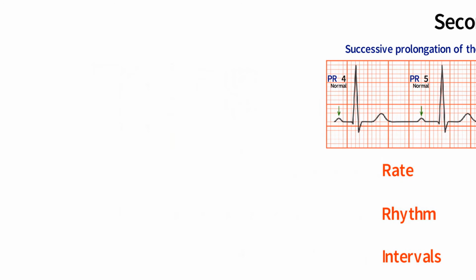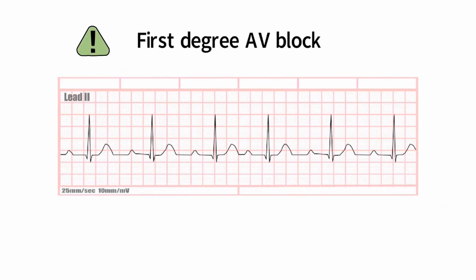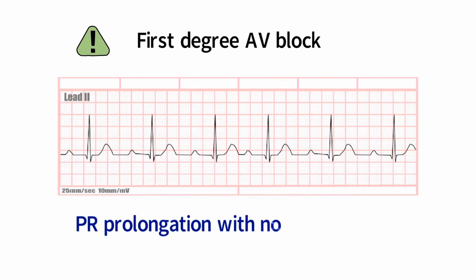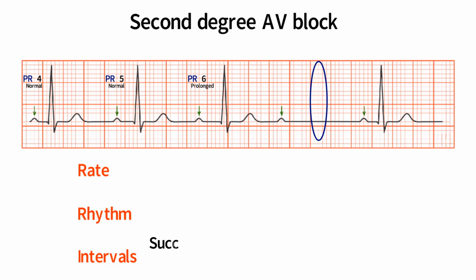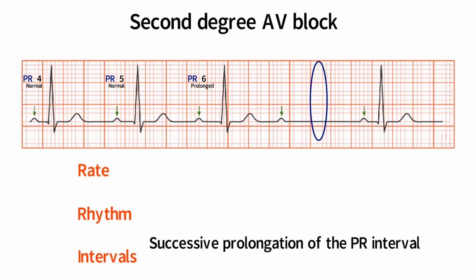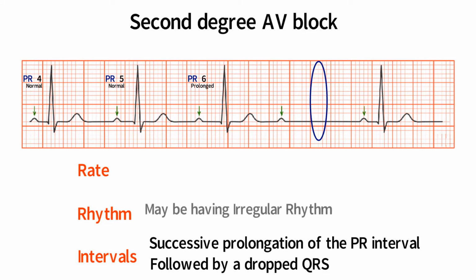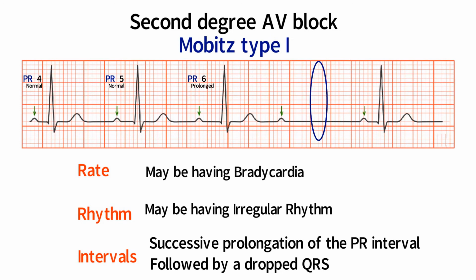Remember that in the first degree we had prolonged PR, but there was no dropped QRS. But here we had successive prolongation of the PR followed by a dropped QRS. So this is second degree type 1 or Mobitz type 1 AV block.